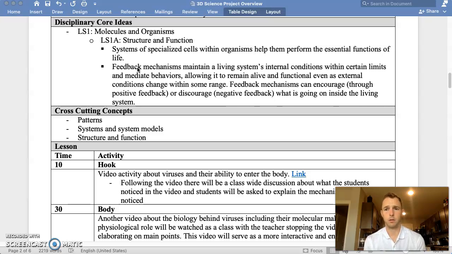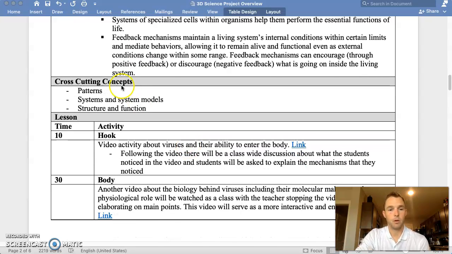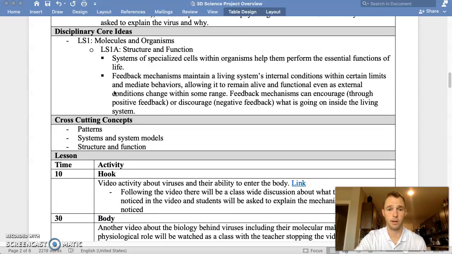Because viruses are so different and so varied, their structure and function is really important. And feedback mechanisms in the body are basically our physiological method of defending against viruses, using a feedback mechanism to discourage the bad things that are going on inside the living system. Cross-cutting concepts: using patterns, so how viruses function to understand the patterns of virology. Systems and system models, as in the body system, and then structure and function, like I was just saying with the viral particles.